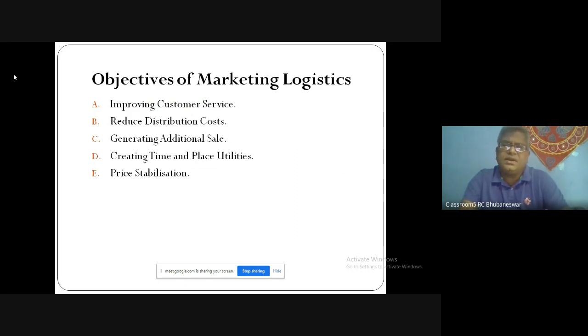But my dear student, what are the objectives behind marketing logistics? One is customer improvement. Another is to reduce the distribution cost, and to create time and place utility. Price stabilization is also an important aspect of the marketing objectives.